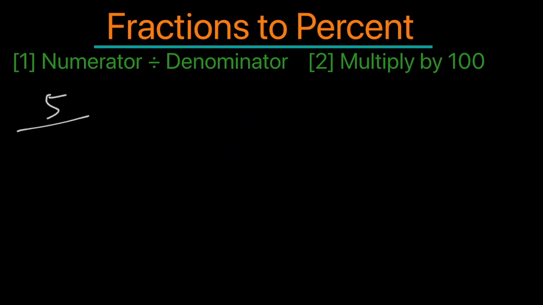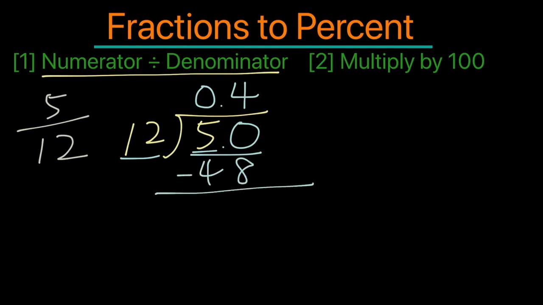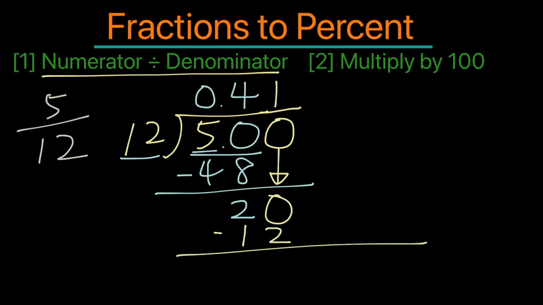What about this one? 5 over 12. Taking the numerator divided by the denominator, we have 5 divided by 12. And then we can see 5 is too small for 12. So we're placing a decimal and a 0 behind and doing the same on the top with a decimal point. And now that we have 50 divided by 12, we can see that 4 goes into it. So 4 times 12 is 48. And after we subtract 48 from 50, we get 2. And next, we're going to bring the 0 down here. So now we're taking 20 divided by 12. And we can see that 1 will go into it. And then 20 minus 12 is 8.